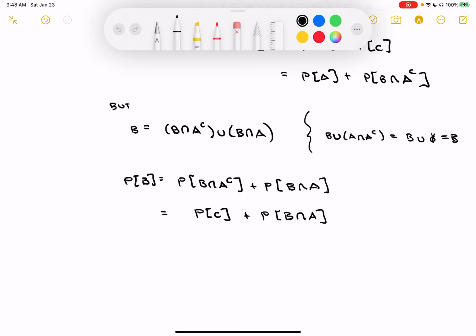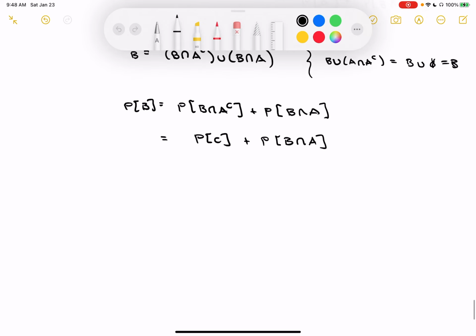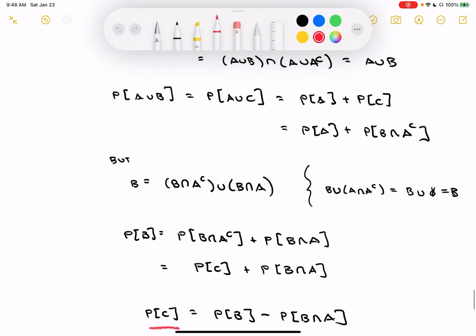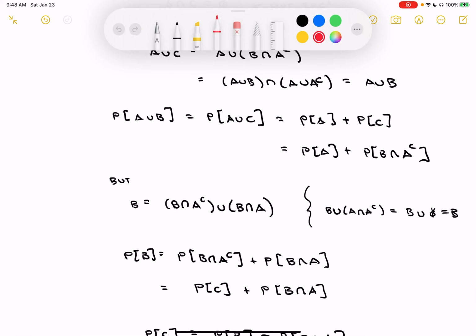And what does this do for me? I can solve this whole thing for the probability of C. Probability of C is equal to probability of B minus probability of B intersect A, right? So what can I do with this? I'm looking for an expression of probability of C. I had the thing that I was interested in, the probability of A union B, and it was in terms of a C being added to A.